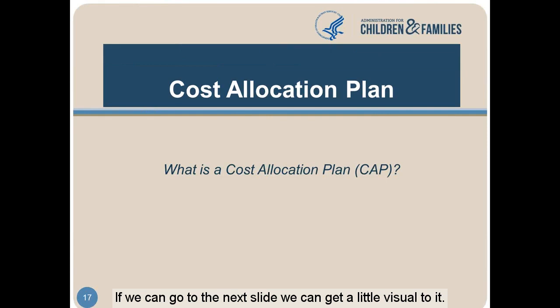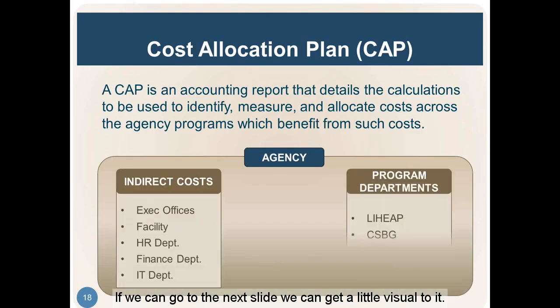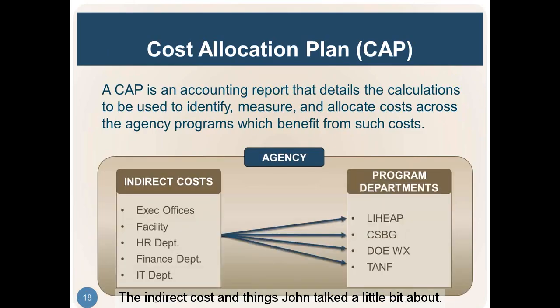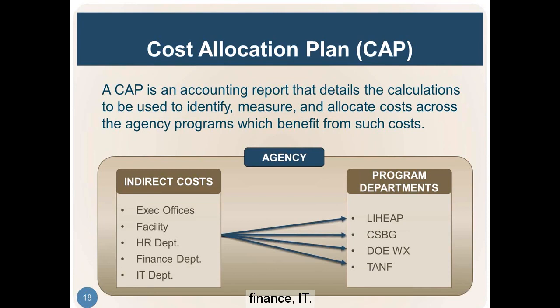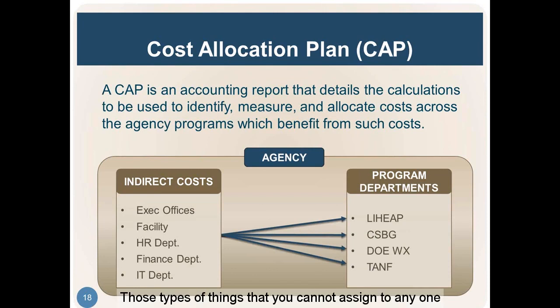And if we can go to the next slide, we can maybe give a little visual to it. Certain things, the indirect costs that John talked a little bit about, your indirect costs for your executive offices, your facilities, HR, finance, IT, those types of things that you can't assign to any one particular program, may get shared amongst different programs.